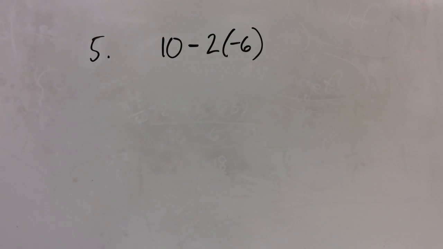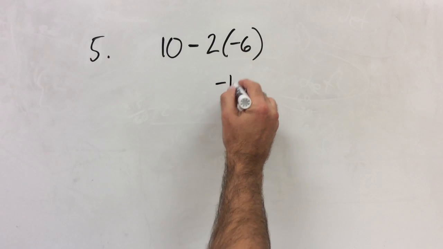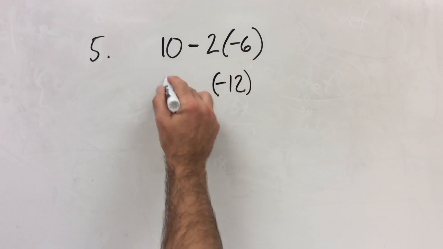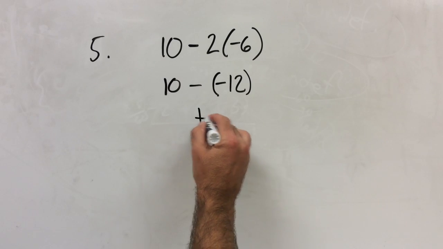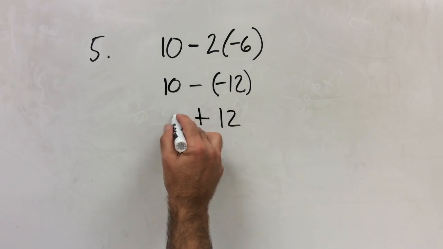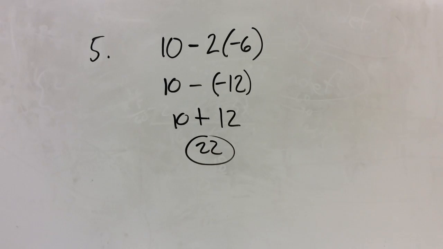In example number 5, you'll have to write that down. We're going to do the multiplication before subtraction. Different signs, you get a -12 answer. In order to subtract 10 minus -12, let's add the opposite of -12, which is a +12. So 10 plus 12 is 22, will be the final answer.